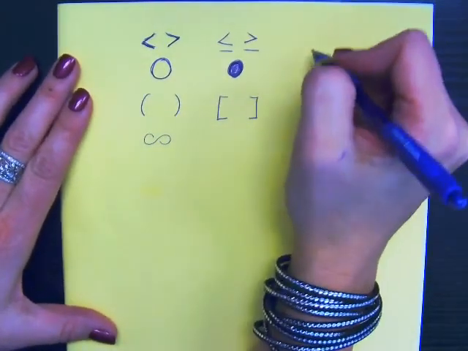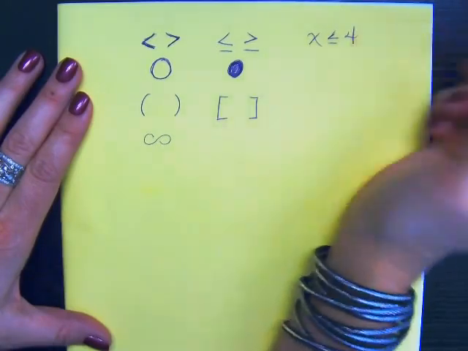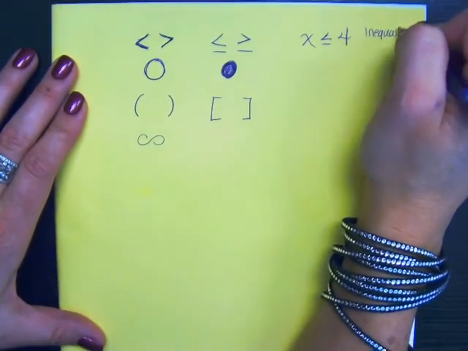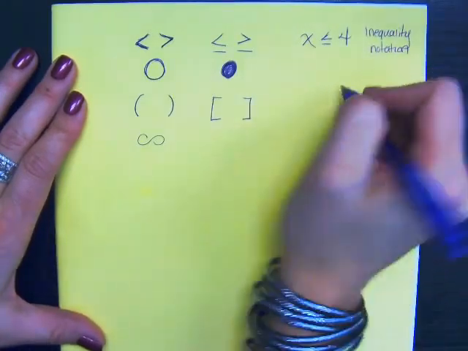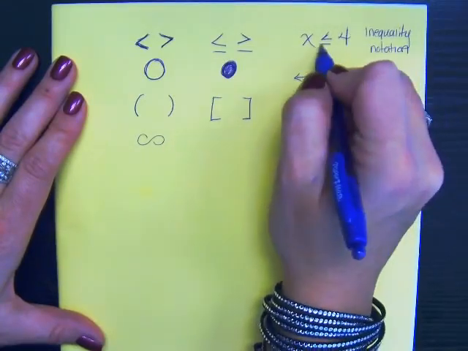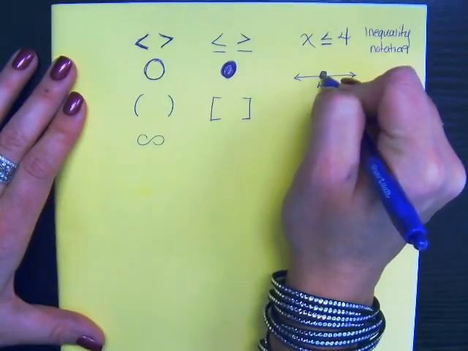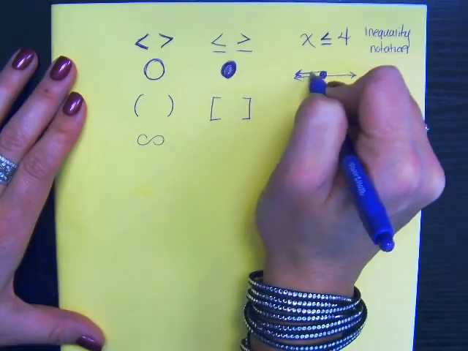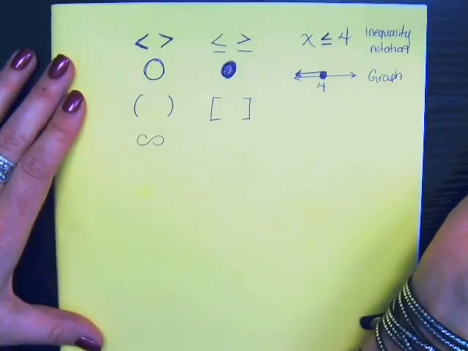Now, what I mean by that is if we have an inequality, let's say x less than or equal to 4, this would be your inequality notation. You would also be able to show that as a graph where there is an equal to sign, so I need the corresponding circle, which is closed. And my inequality symbol points to the left, so that's which way my graph should go. Okay, and that is the graph for an inequality solution.